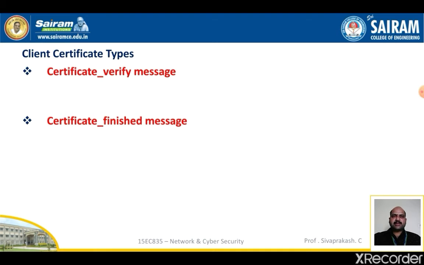In addition, SSL version 3 includes RSA ephemeral DH, DSS ephemeral DH, and Fortezza KEA. Ephemeral Diffie-Hellman involves signing the Diffie-Hellman parameters with either RSA or DSS. For TLS, the RSA sign and DSS sign types are used for this function. A separate sign type is not needed to sign Diffie-Hellman parameters. TLS does not include the Fortezza scheme. Hence, we are going to see about the certificate verify message and the certificate finished message.